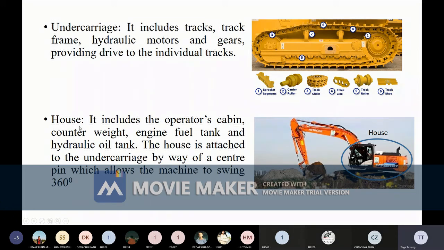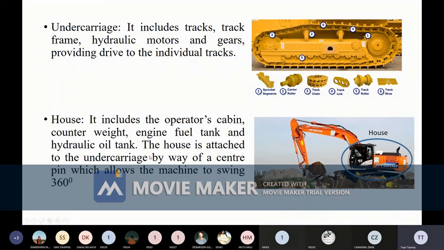The other one is the house. What does the house include? The operator's cabin, counterweight. This rear portion is the counterweight. Again, I have told you earlier, the counterweight is provided in order to balance the weight. You see now here, after collecting the mud, this portion will become a bit heavy. So the tendency of this machine will be to tip forward. So in order to balance this, we have some weight here. Then we have the engine, fuel tank, and hydraulic oil tank.